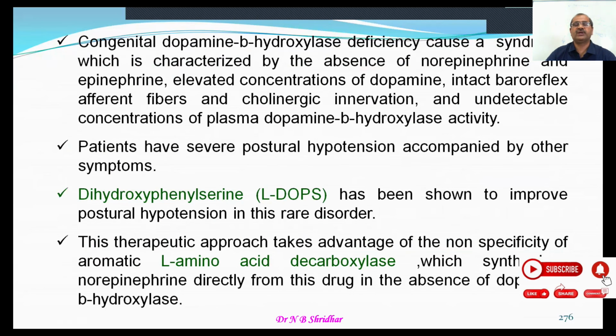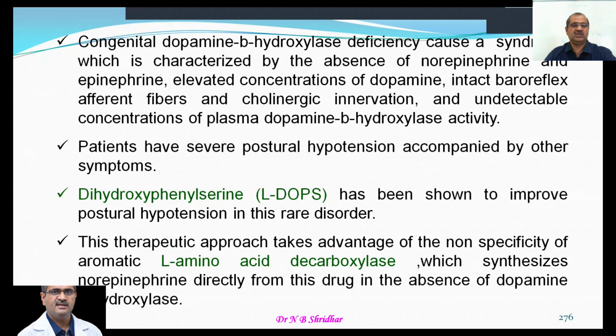And elevated concentration of dopamine is seen, with impaired baroreflex afferent fibers and cholinergic innervation intact, and undetectable plasma dopamine beta hydroxylase activity is seen. This is evidence that this enzyme can also be inhibited. So, this is going to cause postural hypotension accompanied by other symptoms.